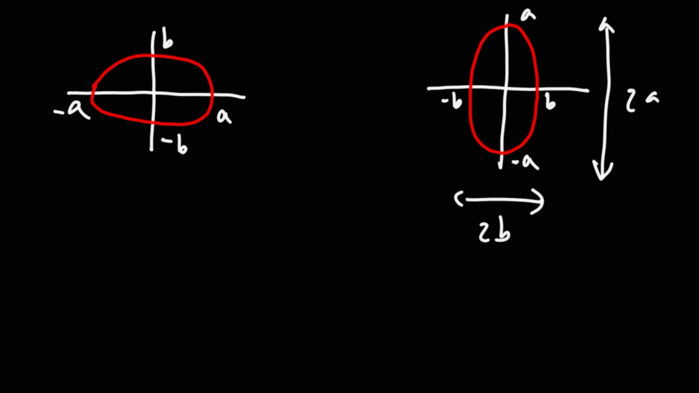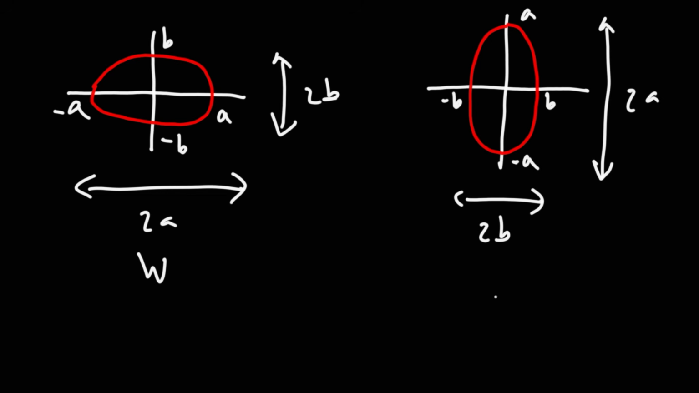So the length of the major axis is always 2a, and the length of the minor axis is always 2b. It's just that the width and the height might be different. So this is the width. In this case, it's 2a. Here, the width is 2b. Here, the height is 2b. Here, the height is 2a. But the length of the major axis is always 2a.